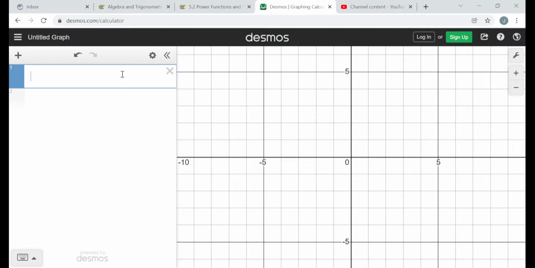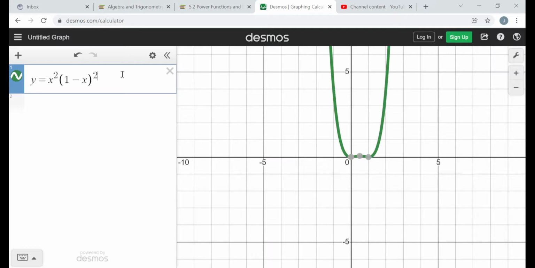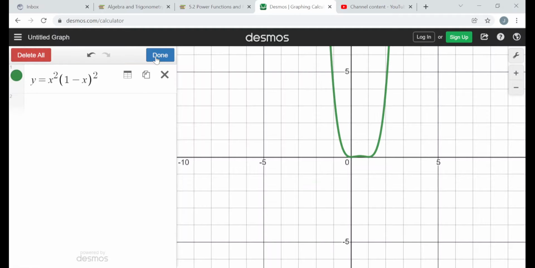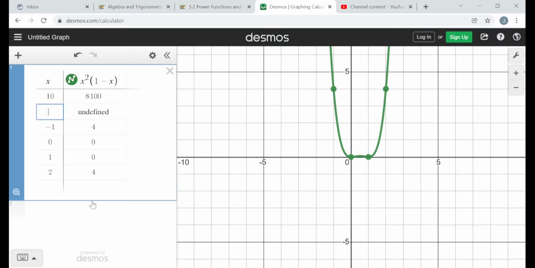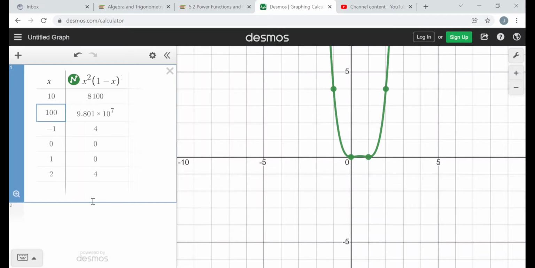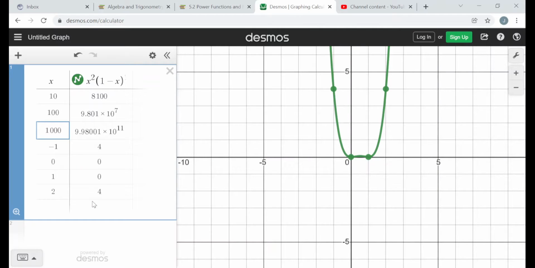All right, so the function we're given is y equals, or f of x equals, x squared times the quantity 1 minus x squared. And look, see, up to the left, up to the right, exactly like I said. Now if I make this into a table, let's see. So see, if I plug in 10, output's 8100. If I plug in 100, see, the output is huge, 9.8 times 10 to the 7th. That'd be 98 million something. If I plug in 1,000, now it's 9.98 times 10 to the 11th.